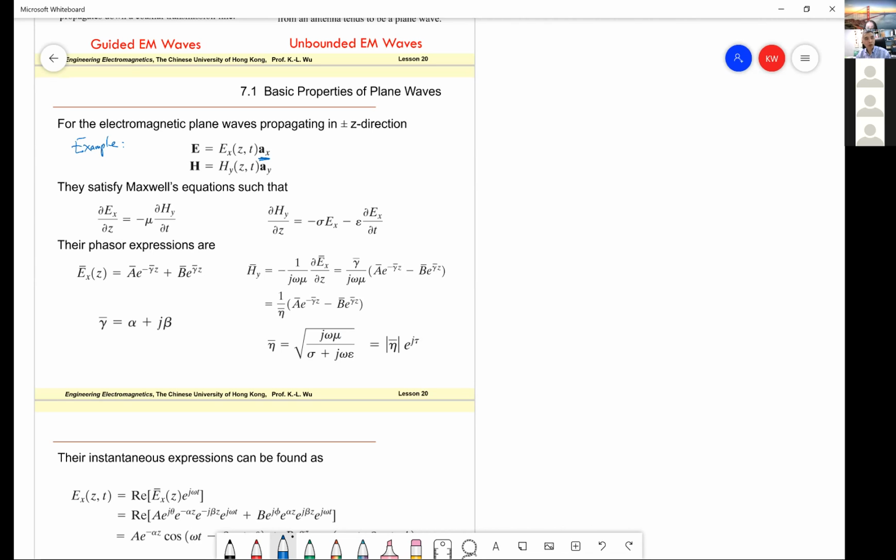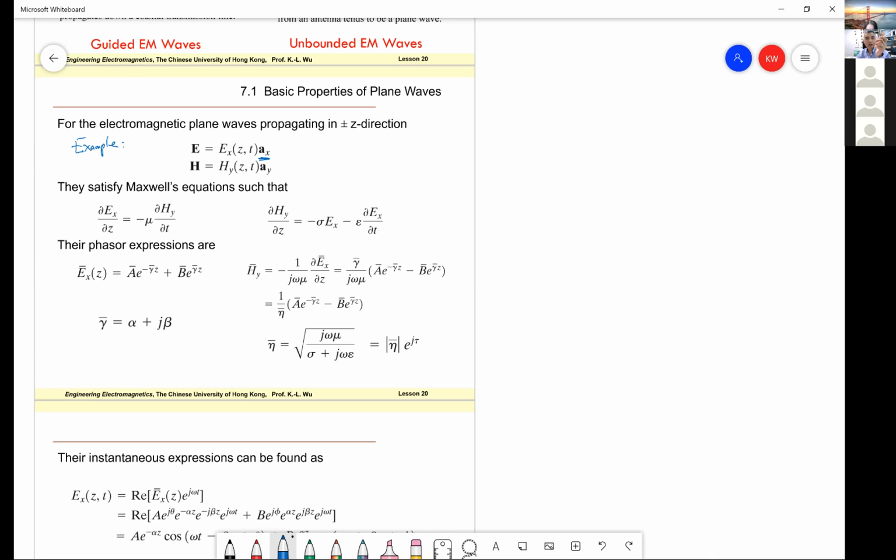does not mean it can only polarize in the x direction. Or how do you define the x direction? It's defined by you. If you call this the x direction, this is the x direction. If you call this the x direction, this is also the x direction. It's up to you, right? So for convenience, we call it the x direction, right?